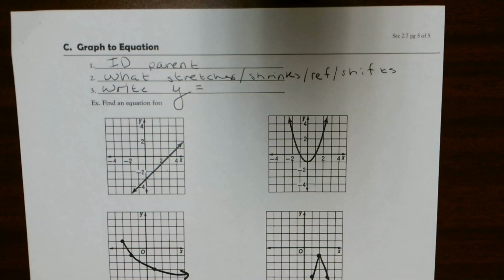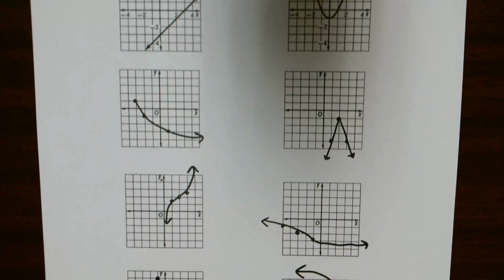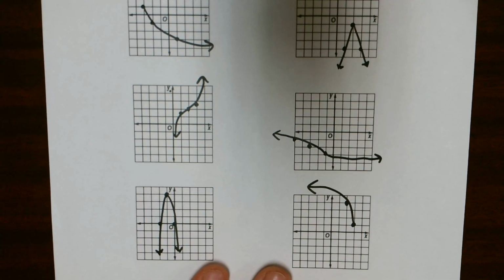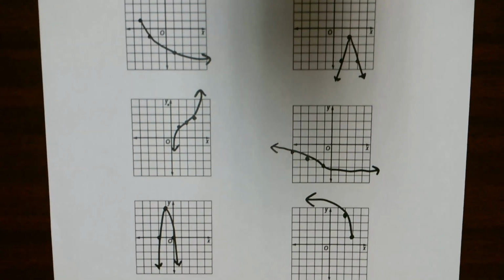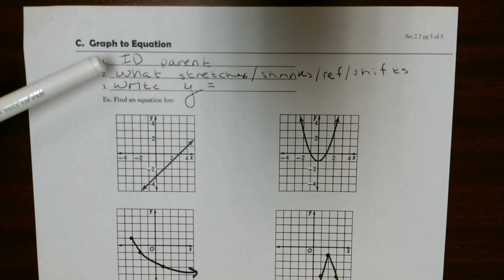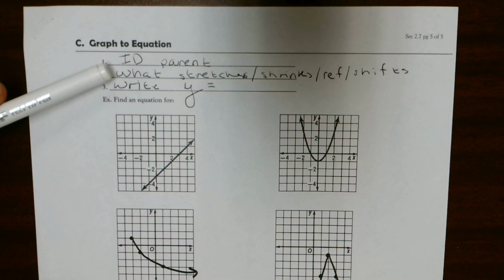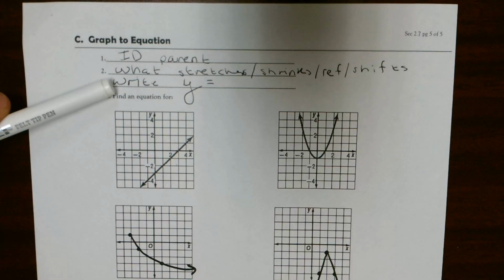Okay, this last page, we're actually going to go backwards, and we're going to be giving you the graph, and then we are going to be writing the equation for the graph from there. So we're going to do this page in class. You can give it a shot. You can very obviously see what shape each graph is and what parent function they should have. So you should be able to identify the parent function, and then maybe you can write out what you think the A, the B, the C, and the D is, and put those into the equation so that you can write out the y equals.